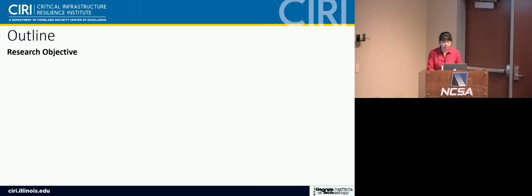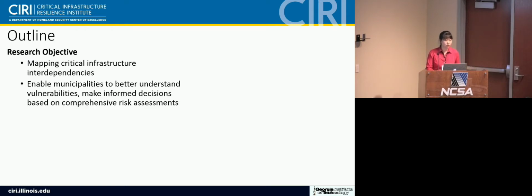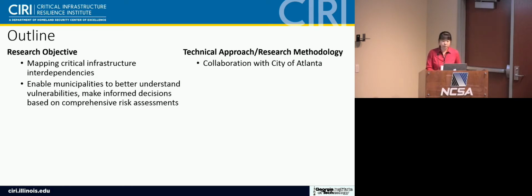So I'll start with our research objective, which is first, as the title suggests, mapping critical infrastructure interdependencies with the overall objective to enable municipalities to better understand their vulnerabilities. So we're really looking at cities here to be able to make informed decisions based off of more comprehensive risk assessments. I'll talk about our technical approach and research methodology.